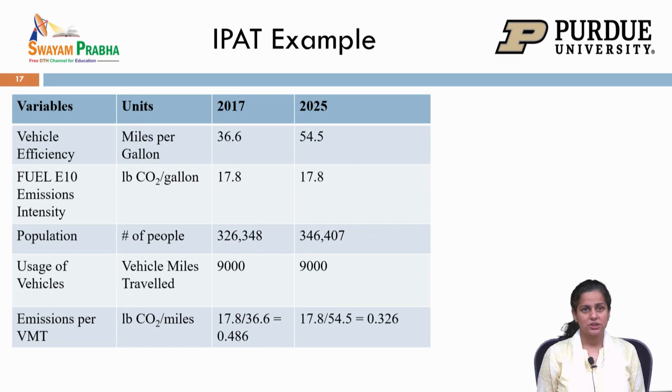Then we have the population. Of course, the population grows. It changed from 326,348 to 346,407. Usage of vehicles is vehicle miles traveled, and it is kept the same. So we can calculate the emissions per vehicle mile traveled. 17.8 is how much is actually emitted.